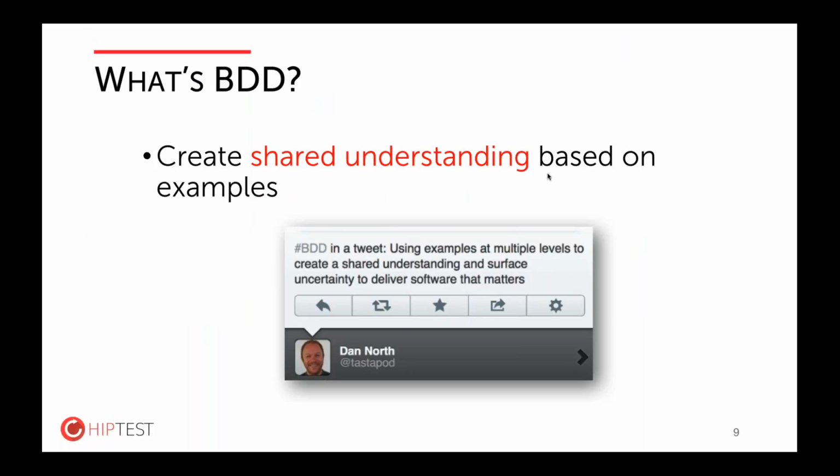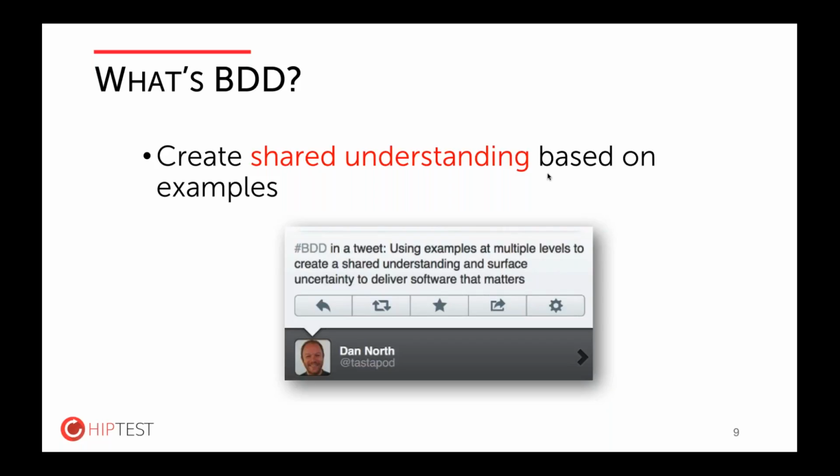So we start with this discussion. We capture the discussion using examples, and my favorite definition was given by Dan North. So using examples at different levels to create the shared understanding between all the different stakeholders and surface uncertainty to deliver software that matters. So stop wasting time creating features and developing features that don't meet the business needs.